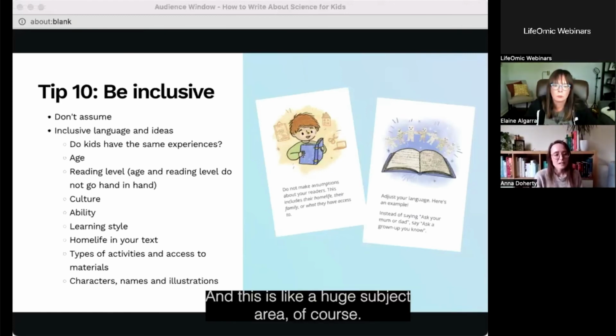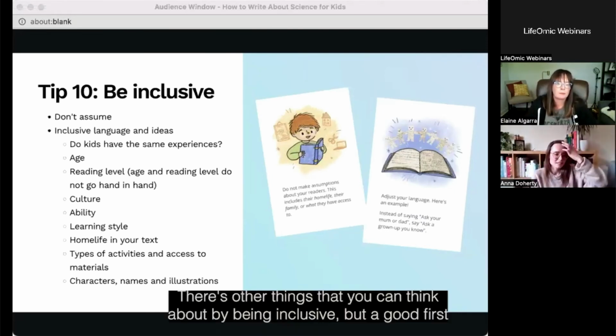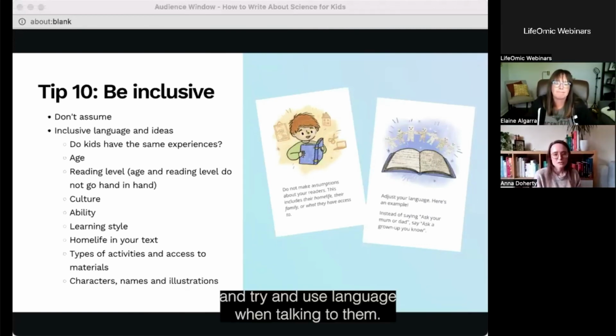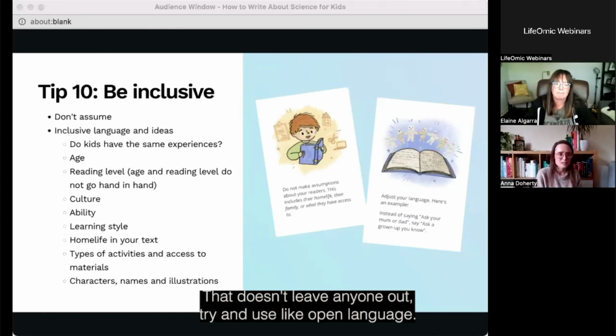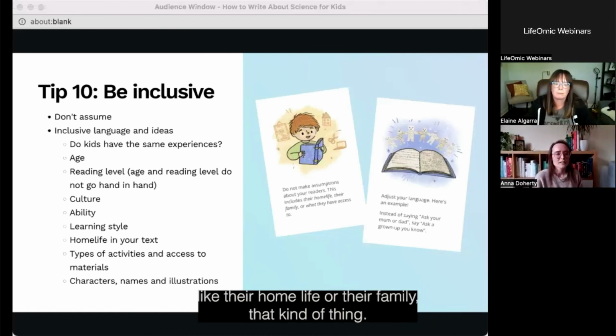And this is a huge subject area, of course. So we have a list of things here, but that's not extensive. There's other things that you can think about being inclusive. But a good, easy first step is to not assume anything about your reader and try and use language when talking to them that doesn't leave anyone out. Try and use open language that doesn't specify a lot of things if you're talking about their home life or their family, that kind of thing.